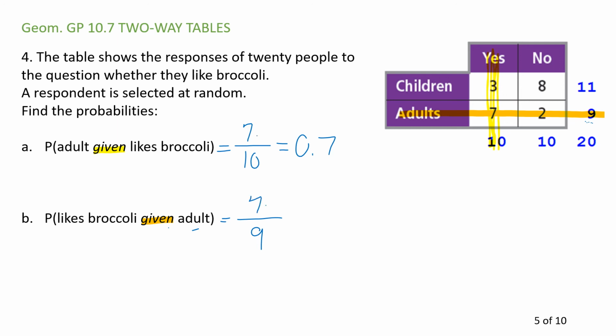Notice the 7s are the same, but the denominators are different. So if you're looking at only adults, there's a 77% chance. I'll call it. It actually rounds up to 78% chance. But if you're only looking at people who like broccoli, only 70% were adults. Given that the person's an adult, 78% like broccoli. And that's two-way tables.